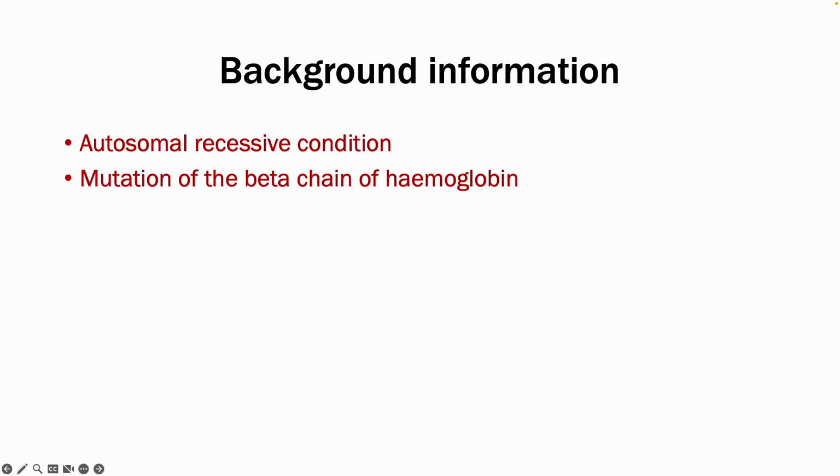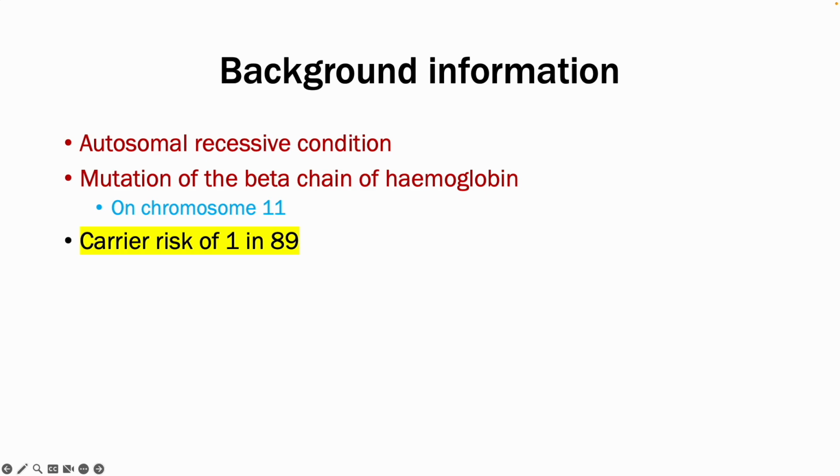So, for some key background information, you should know that sickle cell disease is a genetic blood disorder which causes abnormal hemoglobin to form in the red blood cells, which can cause a lot of complications. It is an autosomal recessive condition, and it is a mutation of the beta chain of the hemoglobin, and usually the mutations are on chromosome 11.